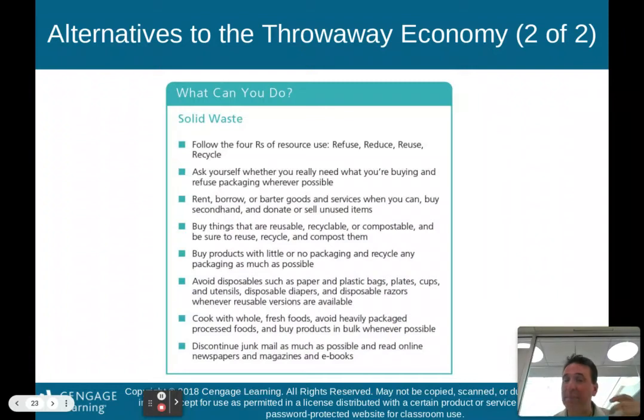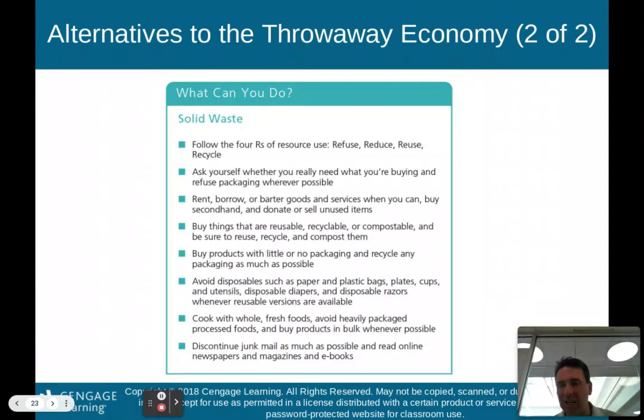That's another thing. I stopped using disposable plates in my house, right? I used to go through paper plates because it's a lot easier than washing dishes. Well, at the end of the day, though, it's not good for the environment, right? Paper was one of the highest waste that we have as municipal solid waste. So I personally stopped using paper plates, paper cups, the plastic utensils, and I got a dishwasher, so I use the dishwasher. Cook with whole, fresh foods. Avoid heavily packaged processed foods. That's even better for your health. And discontinue junk mail as much as possible. Read online those newspapers and magazines.